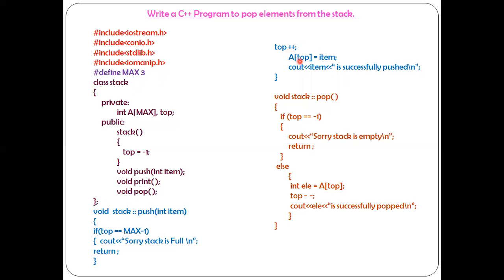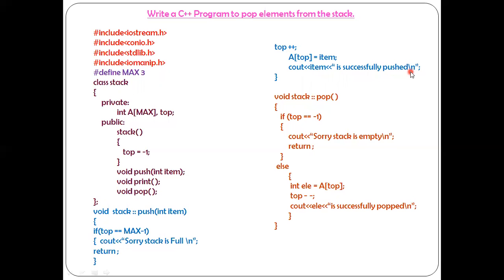Fine. A of top is equal to item. A of top means A of 0. A of 0 is equal to item. The new value will be stored in which location? A of 0. Then cout. Say for example, we have inputted an element called 10.